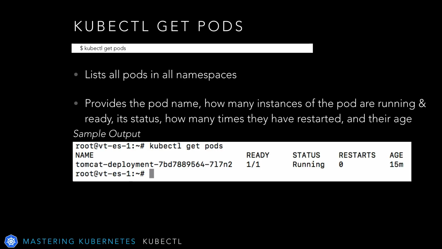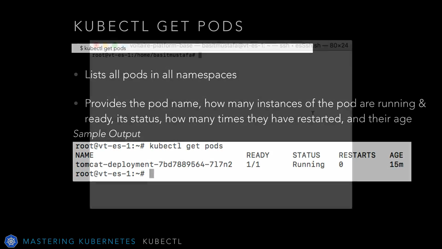The kubectl get pods command lists all pods in a namespace. If we were to take our current minikube setup and run kubectl get pods, we would have one single pod listed, the Tomcat deployment that we deployed in the previous lecture. This command provides the state, how many pods are available, restarts, and the age.